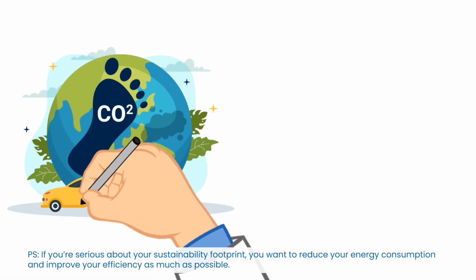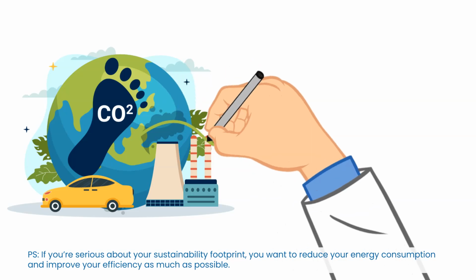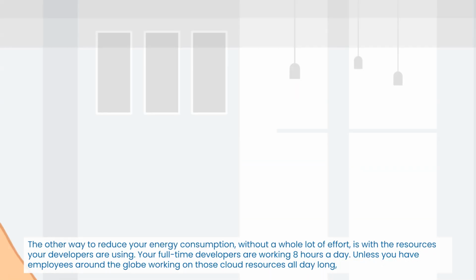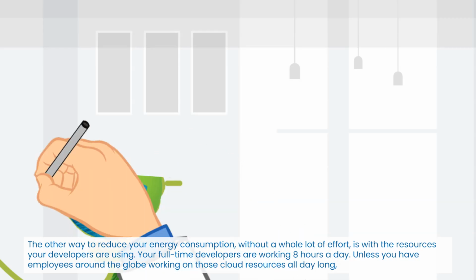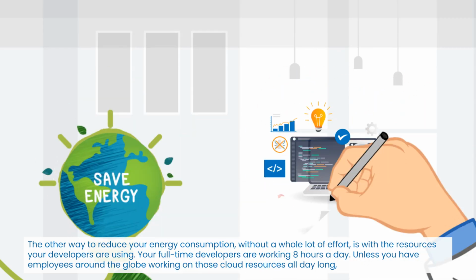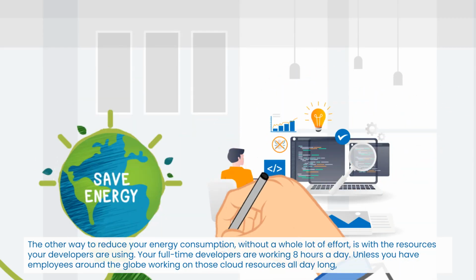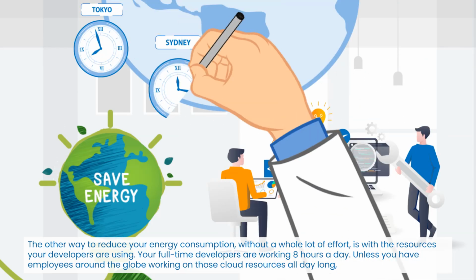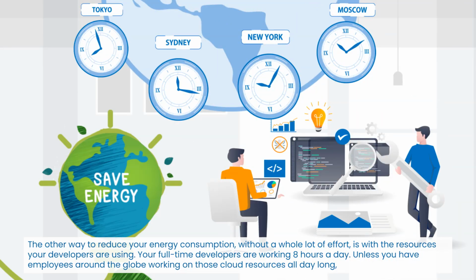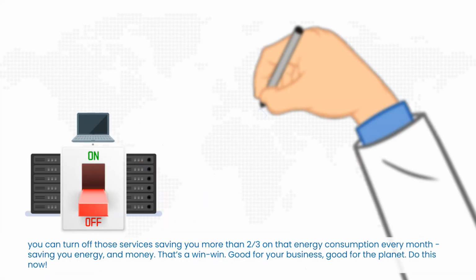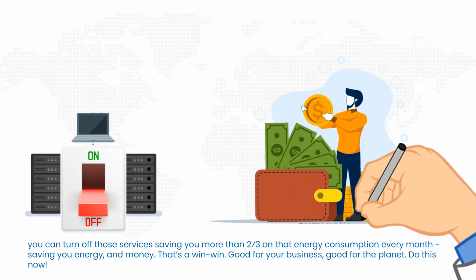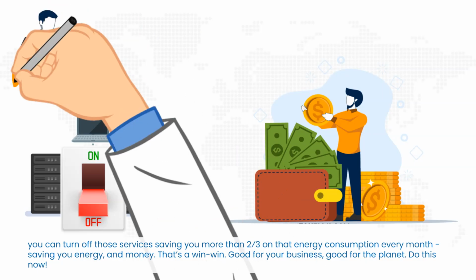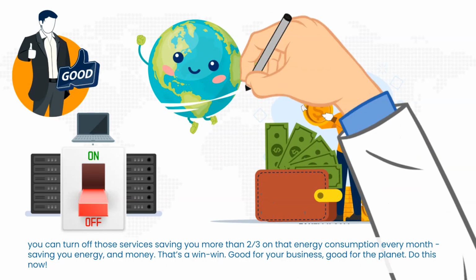P.S. If you're serious about your sustainability footprint, you want to reduce your energy consumption and improve your efficiency as much as possible. The other way to reduce your energy consumption, without a whole lot of effort, is with the resources your developers are using. Your full-time developers are working 8 hours a day. Unless you have employees around the globe working on those cloud resources all day long, you can turn off those services, saving you more than 2/3 on that energy consumption every month, saving you energy and money. That's a win-win. Good for your business, good for the planet.